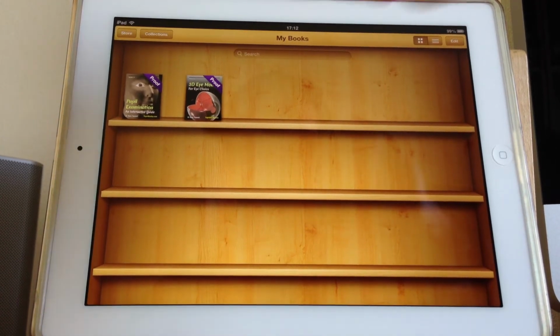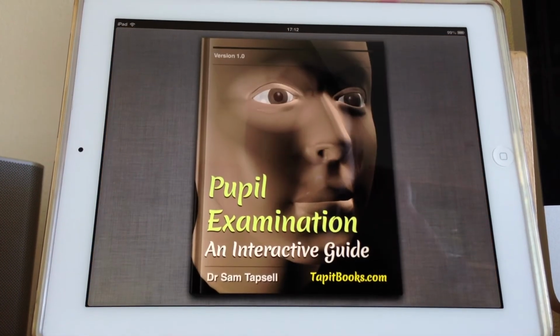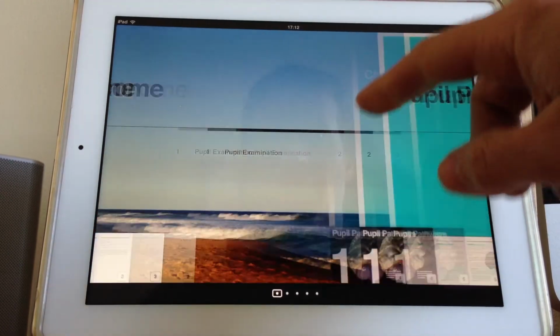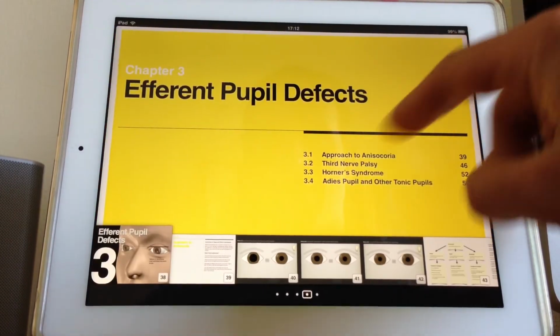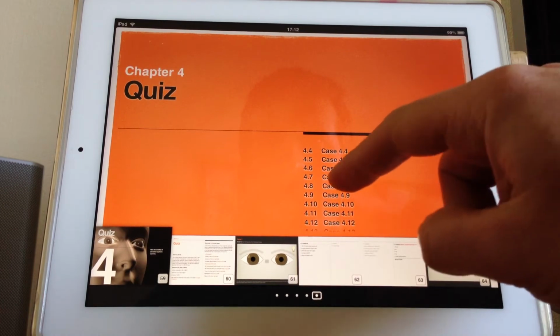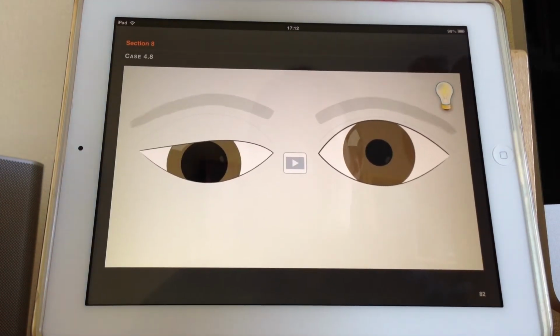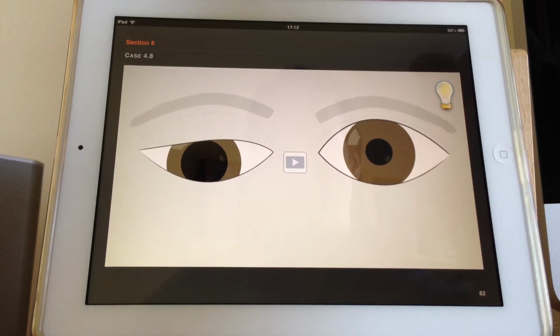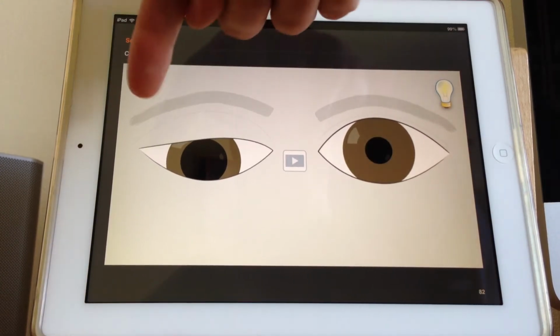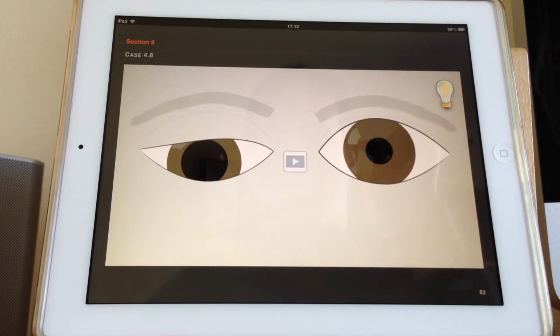Okay, got another video here. Another pupil examination, so we're up to 4.8. Okay, so before we even think of the pupils, there's just an obvious drooping of the right eyelid, a ptosis.